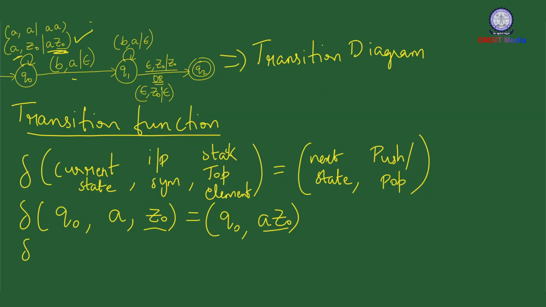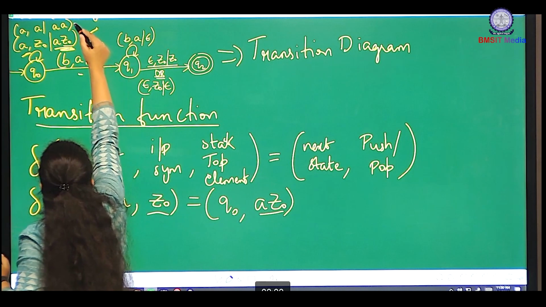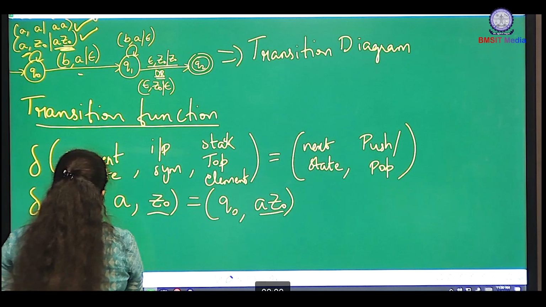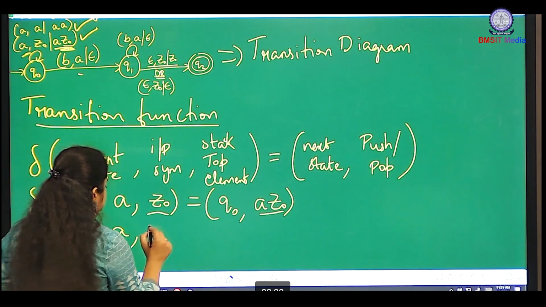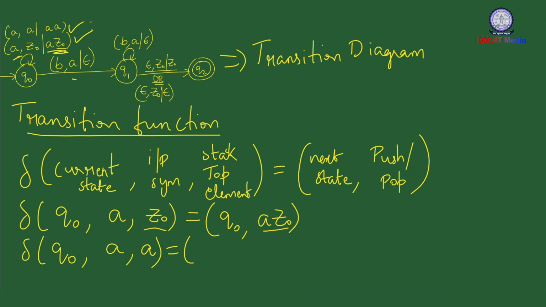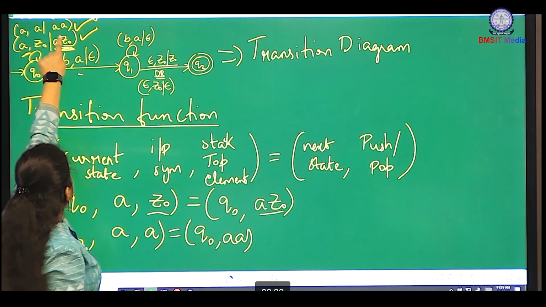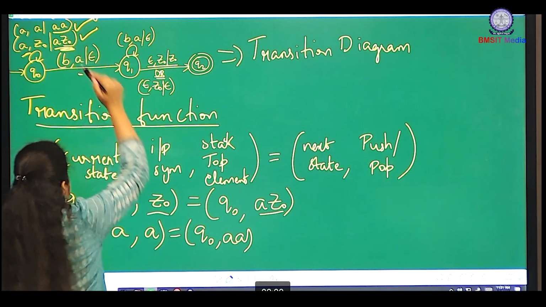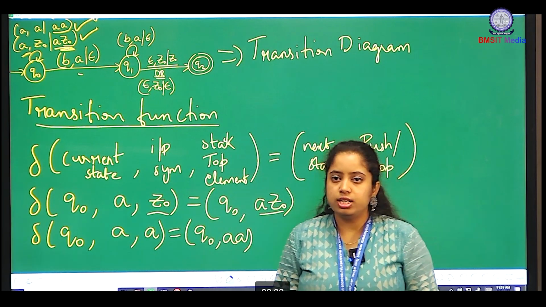So, delta, again you are in the state Q naught. We are writing the transition function for this one. A is the input symbol, again A is on the stack. So, Q naught, A. You stay in the same state Q naught and you perform a push operation A. That is what you have mentioned in the transition function as well.